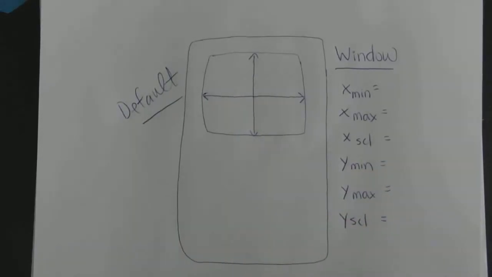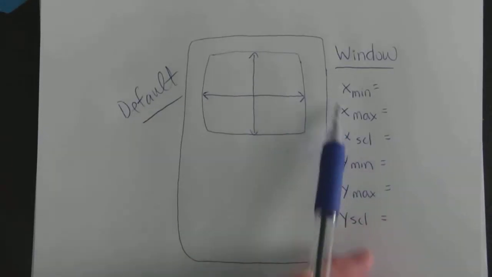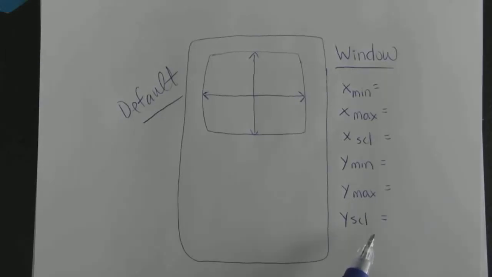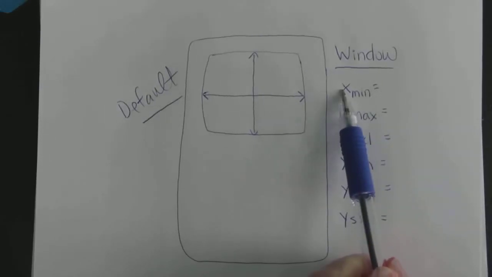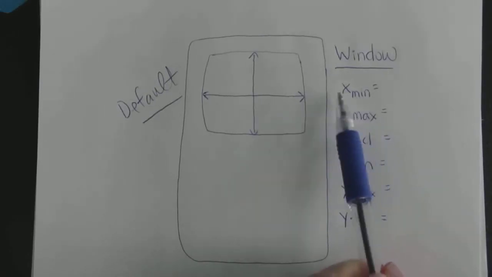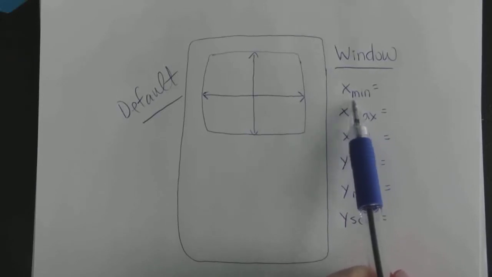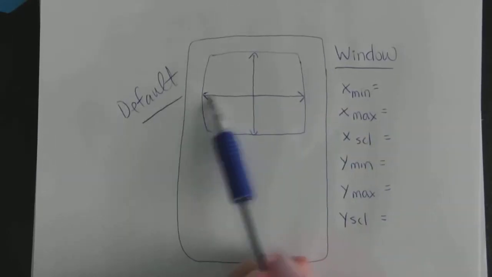So what is a window? Well, when you go into your window, there are basically 6 prompts you need to fill in. They want to know the X value you would like your minimum to be. Now let's talk about X minimum.